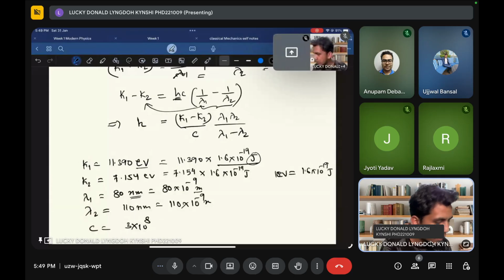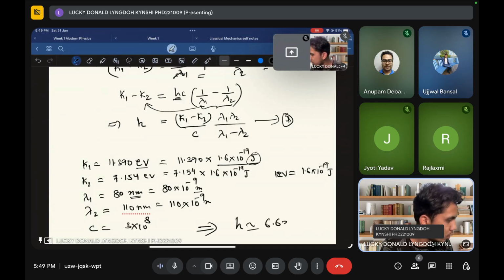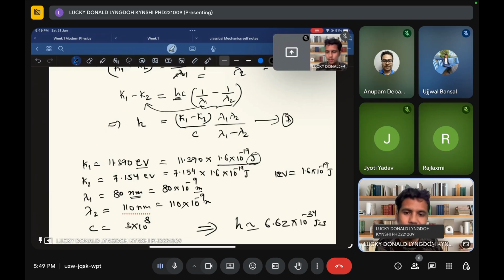Then after you replace it, you can solve for h. You can replace in this equation, I will call it equation star. h is approximately 6.62 into 10 to the power minus 34 joule second. So you can estimate the value of the Planck constant from the photoelectric equation.